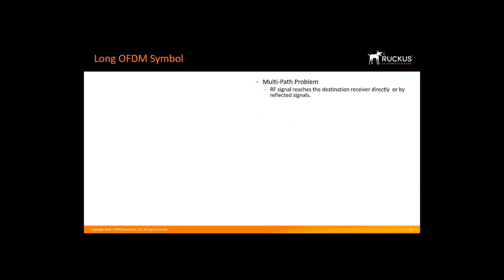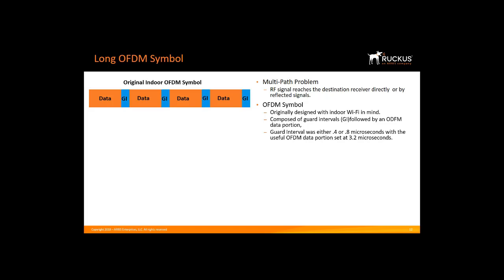When wireless devices transmit a signal, the RF signal reaches the destination receiver directly and by reflections off walls, ceilings, and other obstacles. This is referred to as multipath. The OFDM symbol was originally designed with indoor Wi-Fi in mind. Multipath reflected RF signals were expected to reach the receiver very quickly. The OFDM symbol was composed of a guard interval followed by a data portion, then another guard interval, and then another data portion, and so forth. The guard interval was either 0.4 or 0.8 microseconds, with the useful OFDM data portion set at 3.2 microseconds.